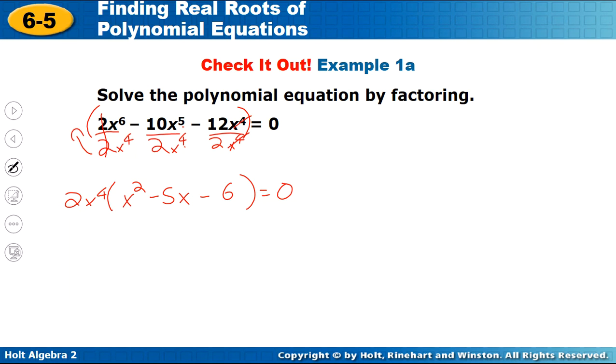Now I have 3 terms in my parentheses. And when I have 3 terms, I should look for product and sum. So product and sum is my x thing. Remember, we're going to put a times c at the top and the b value at the bottom. So here, my a is 1 because it's 1x squared. My b is negative 5 because negative 5x. And c is negative 6. So a times c, 1 times negative 6 is negative 6. My b value is negative 5. So I need to figure out what 2 numbers multiply to negative 6 and add to negative 5.